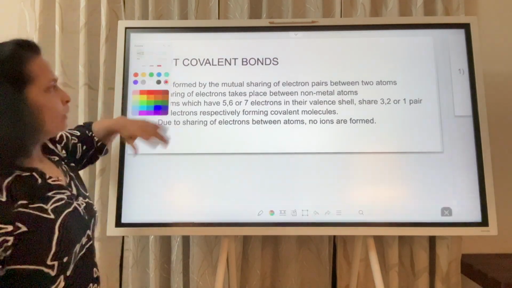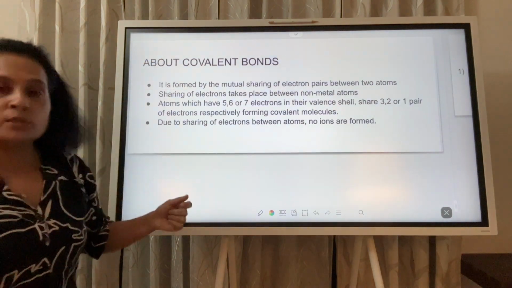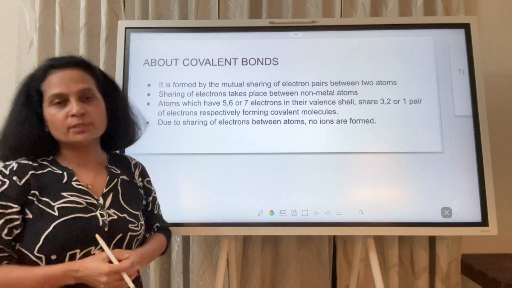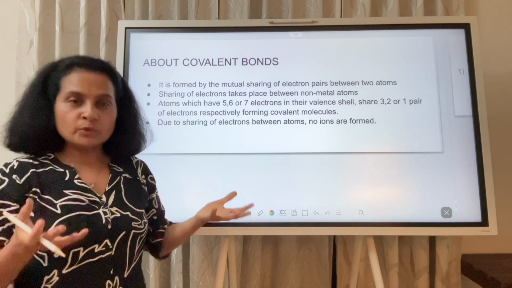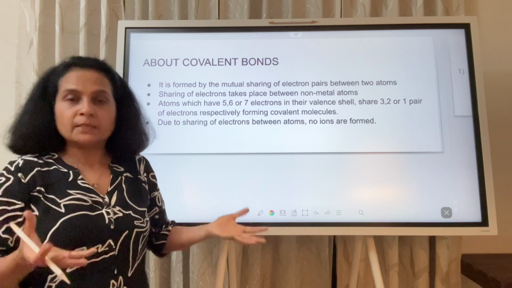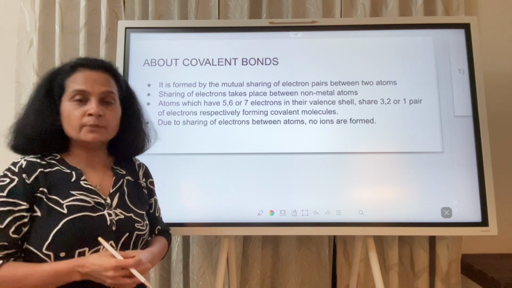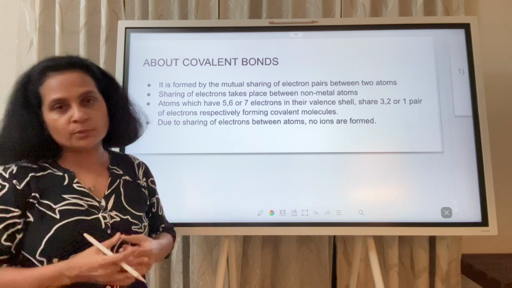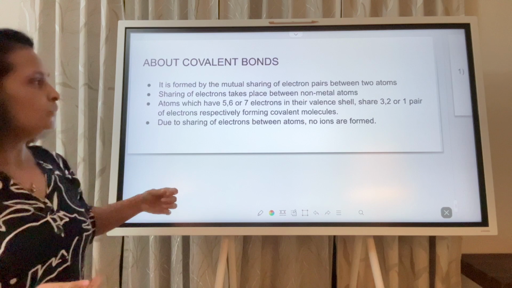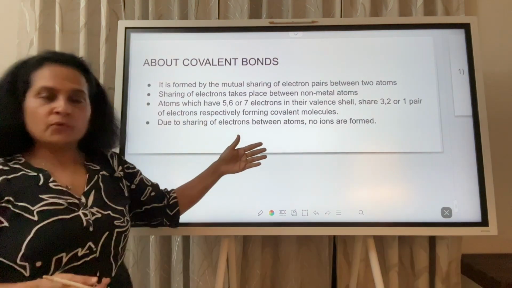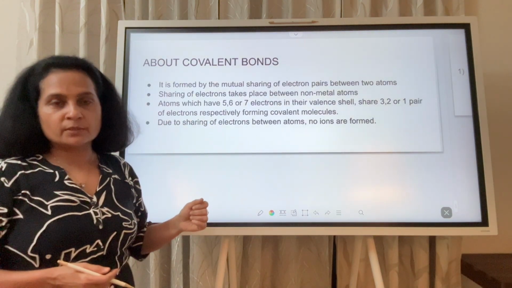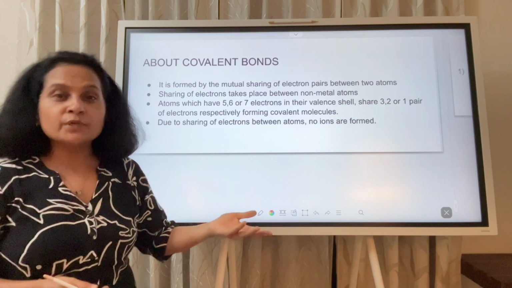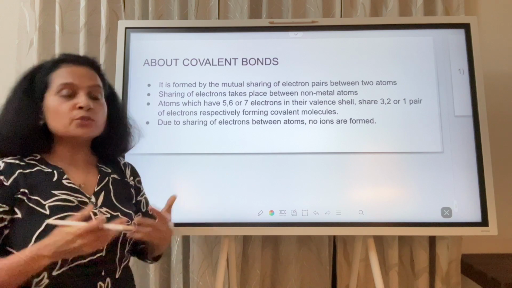Now it happens because the bonding atoms mutually share electron pairs between them. So not only is the fact that the non-metal atoms are bonding together, they are both mutually sharing electron pairs between them. Yes. Now as a result of sharing of electron pairs here, do you realize there are no ions formed? There is no loss of electron or gain of electron. So there is no ion formed.